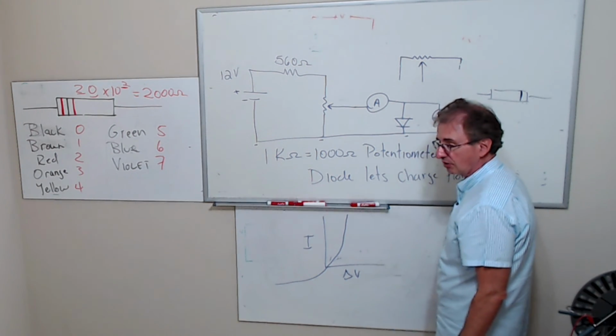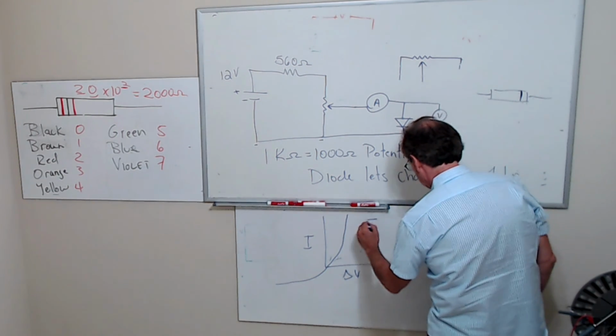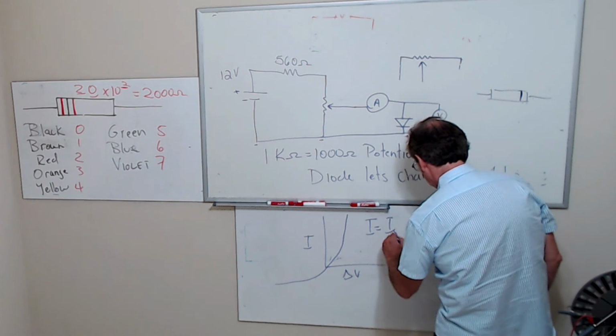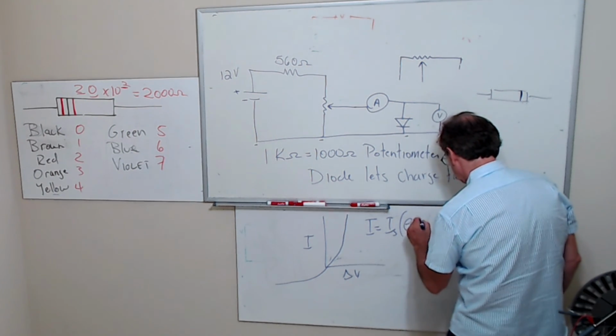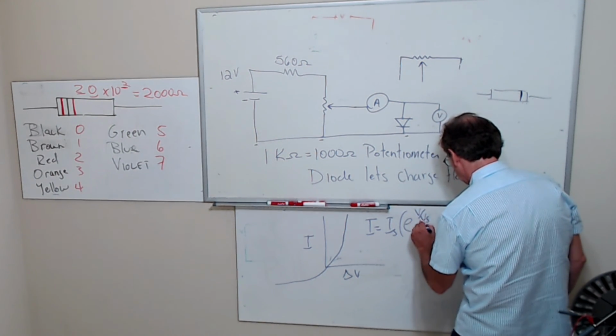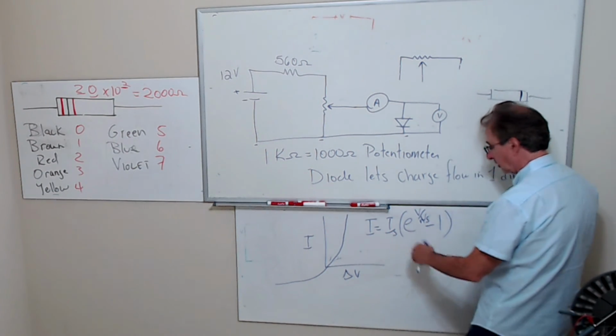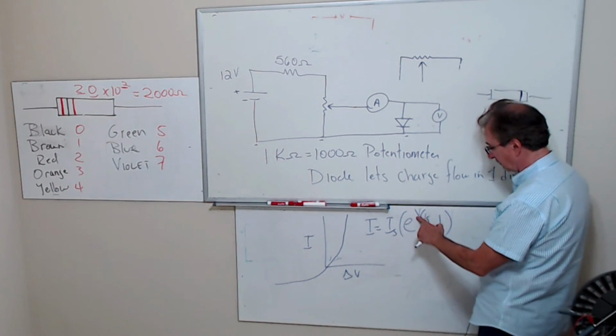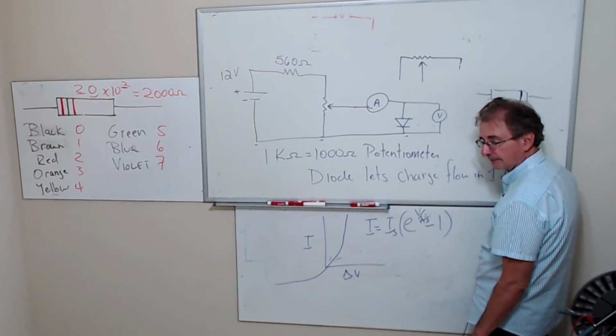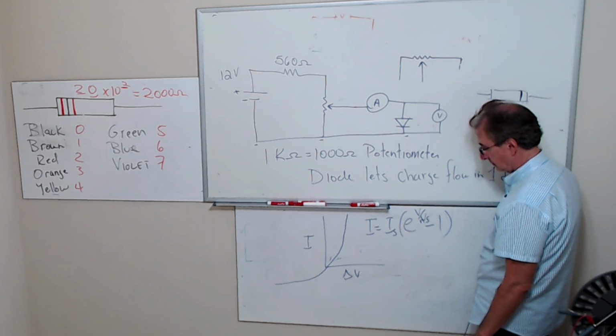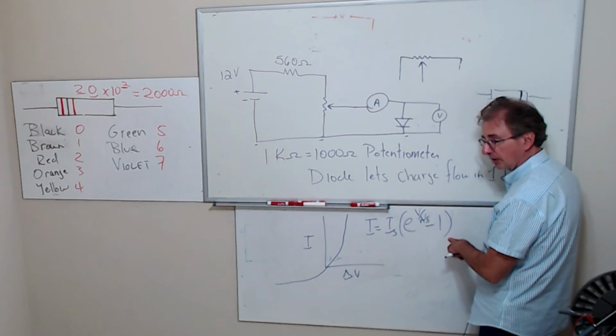This is an exponential growth. This is how the current depends on the voltage. It's exponential. Well, I'm going to talk about this more next week.